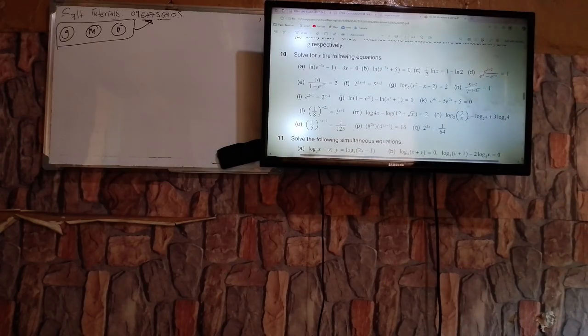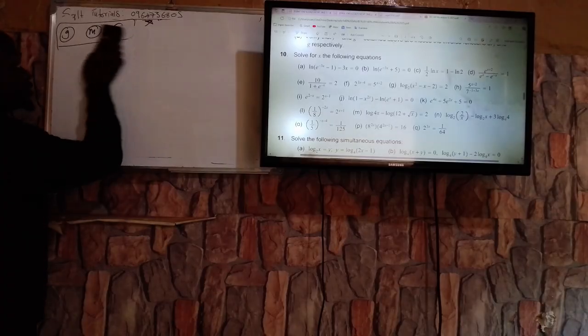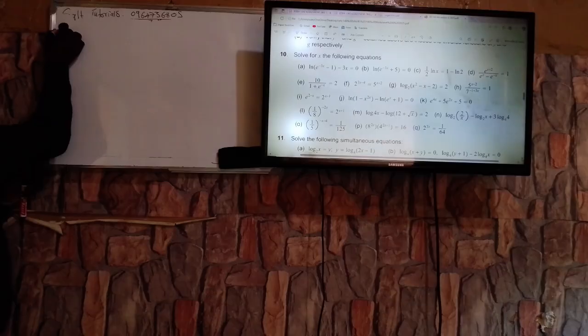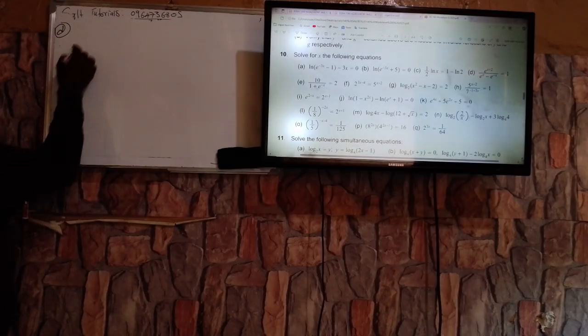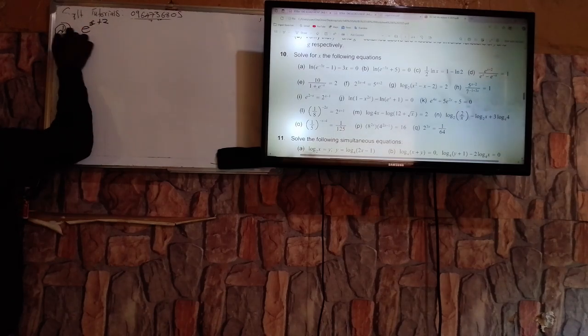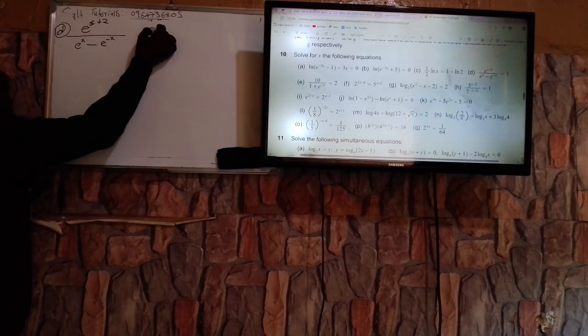Okay, now let's move on to the next thing, things to do with exponential parts. Let's look at D. If I have D there, e power x plus 2 over e power x minus e power negative x to be equal to 1.